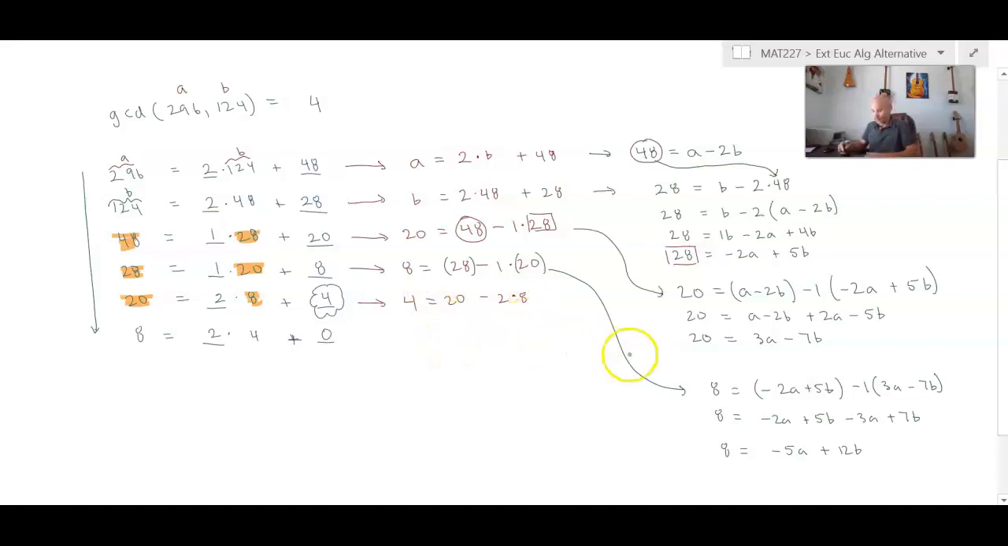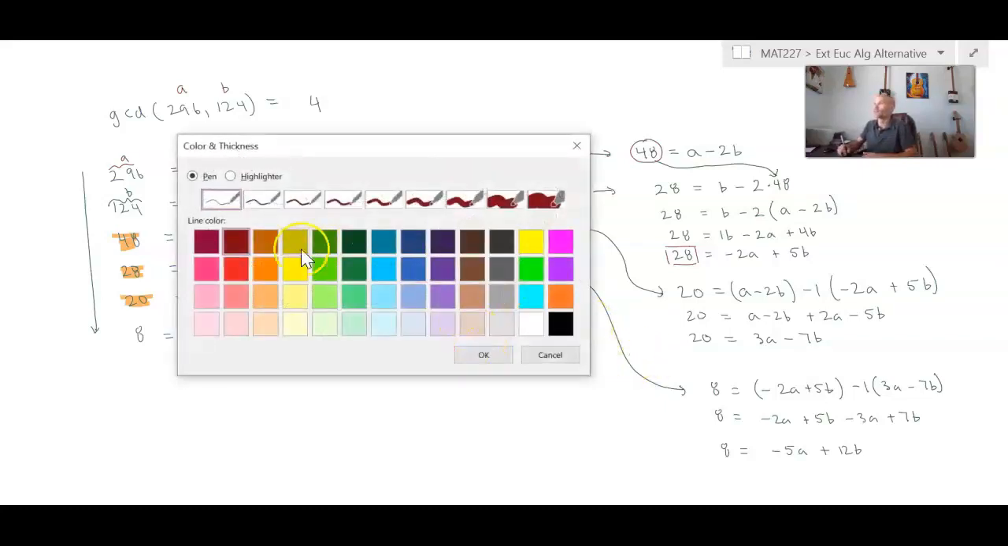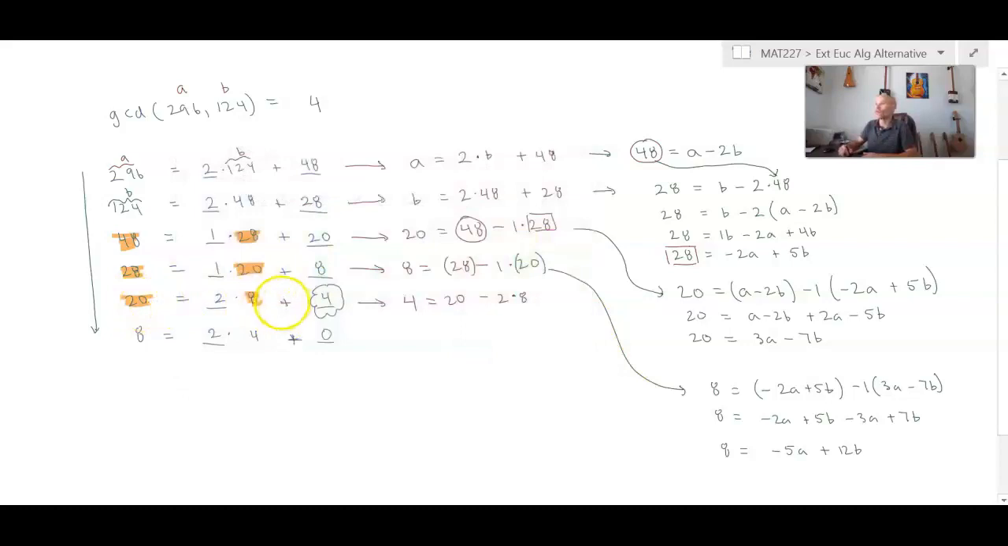And so now I'm going to make my final substitutions. What am I going to substitute out? Well, the 20 and the 8 is what I'm going to substitute out. And I've highlighted that to make it evident. So I can just kind of go down now. So 4 is equal to 20. 20 is 3a minus 7b. Minus 2 times 8. 8 is negative 5a plus 12b.